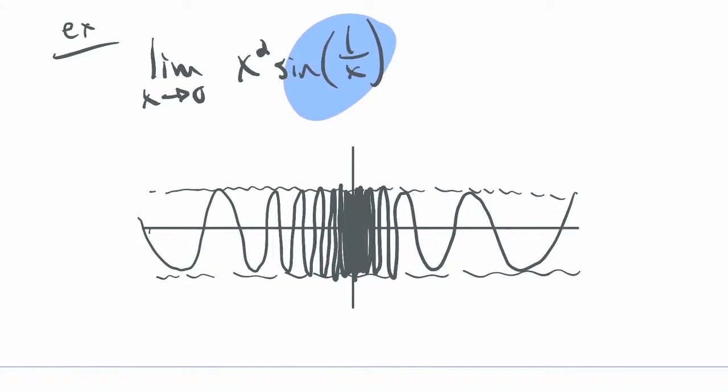Okay? Because you're doing sine of 1 over 0. Well, not sine of 1 over 0, rather, sine of 1 over x, where x is going to 0. So the 1 over 0 is undefined. But 1 over x, as x goes to 0, is one we talked about before: infinity.